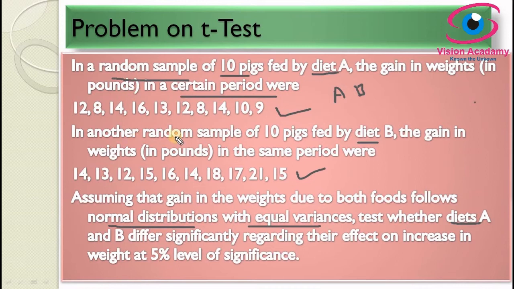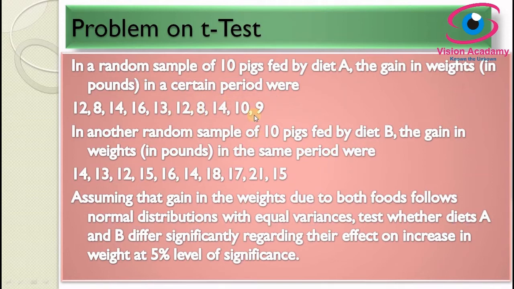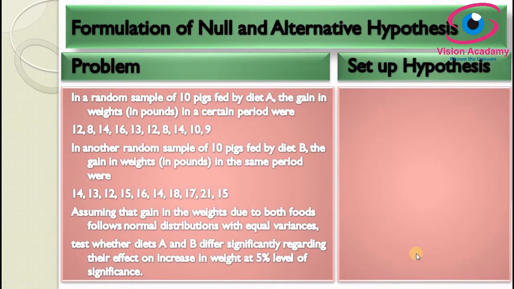So here we have two population samples. One is the diet A food and one more is the diet B food, and their gains in weight are given below for a particular period. Now our task is to test whether the gains in weights differ significantly. So firstly, let us formulate a hypothesis for this. Here we can test whether diets A and B differ significantly regarding their effects on the increase in weight of 10 pigs. So we assume mu1 for diet A food and mu2 for diet B food.